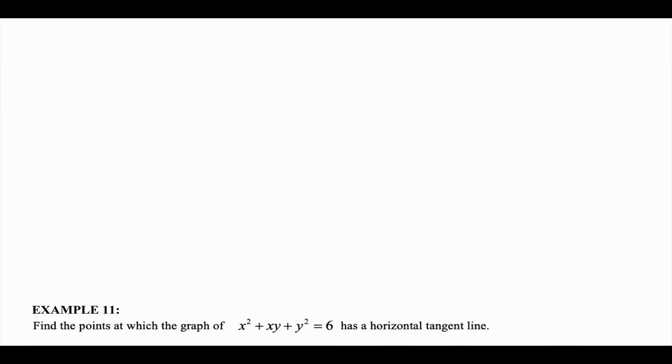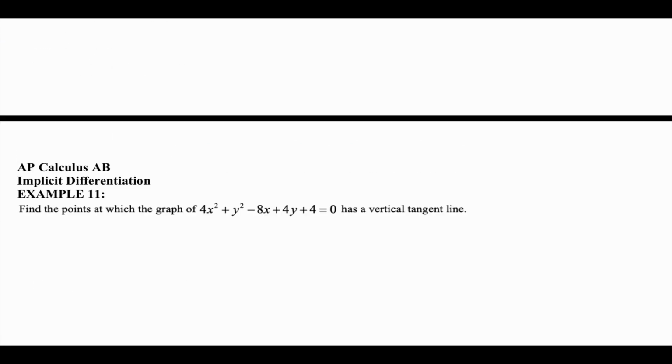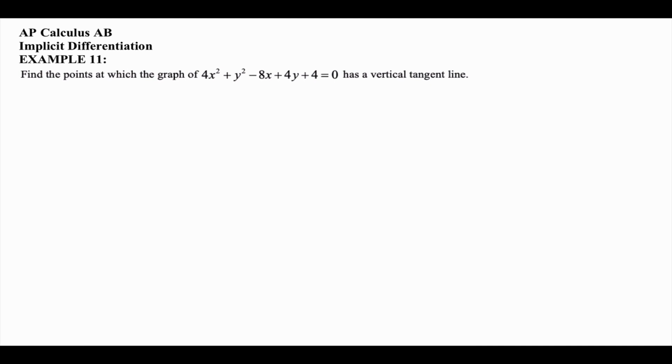Okay. Couple more things and then we'll be done. There's a couple more ideas that we've got to talk about. I want to talk about vertical tangent lines. If something has a vertical tangent line, what does that mean? It means the slope equals undefined, right?